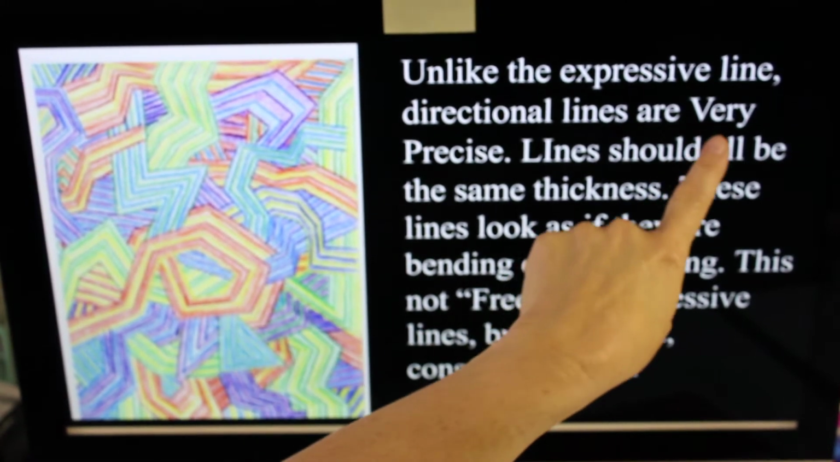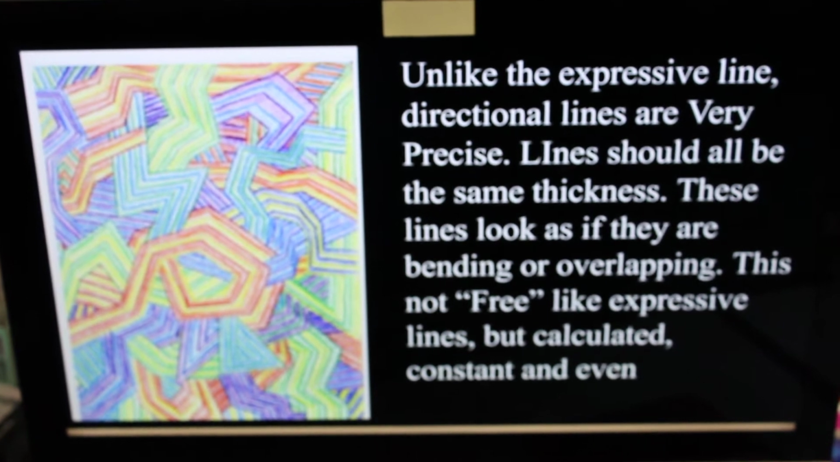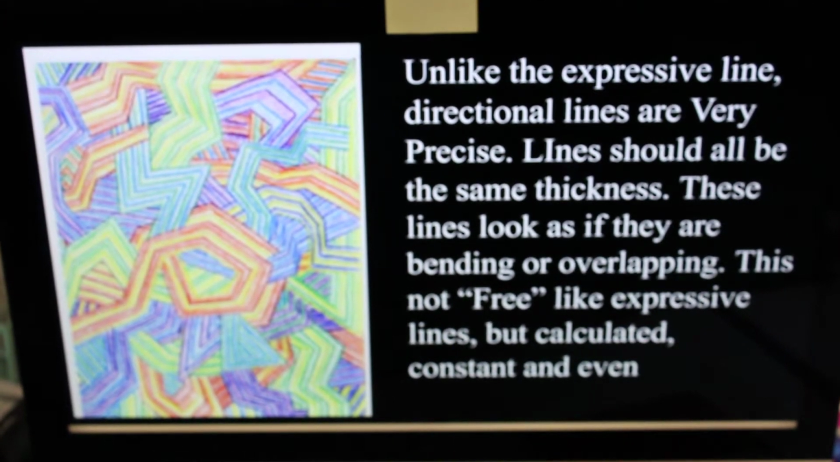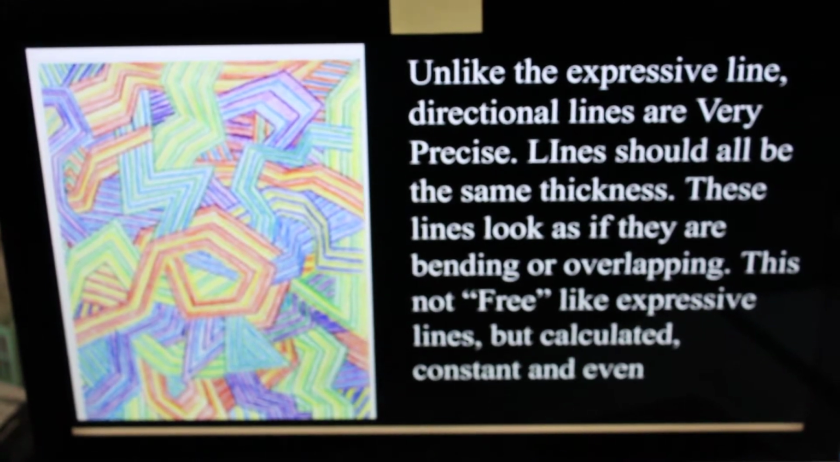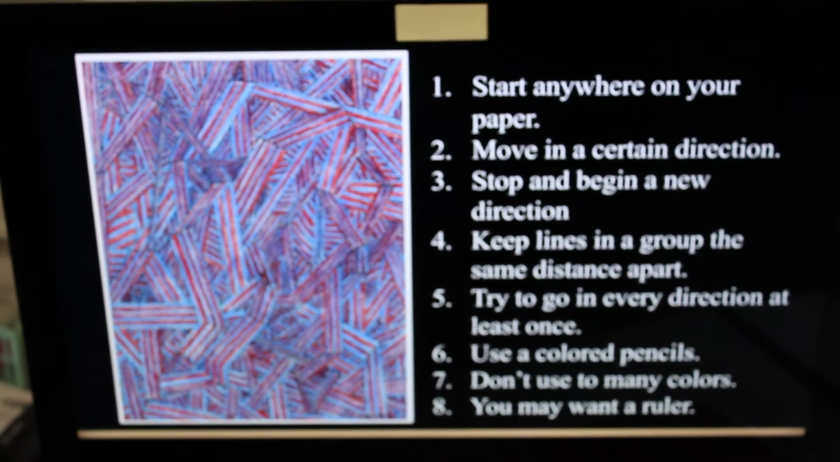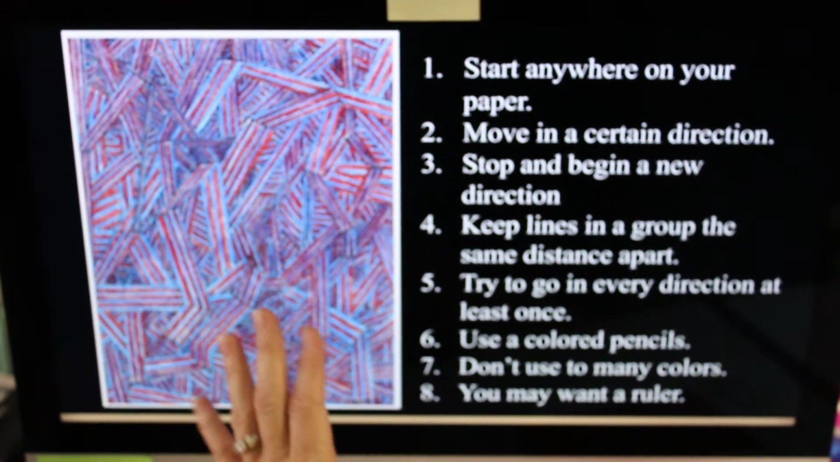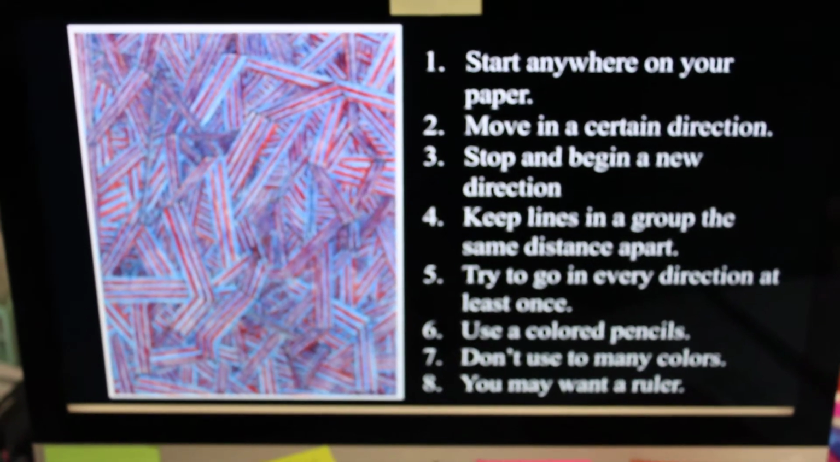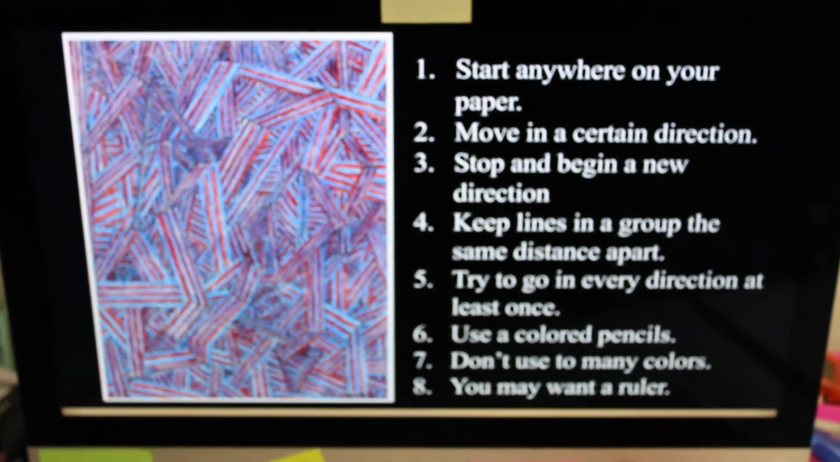As you'll notice, it says they are very precise. These are lines that should be all the same thickness, and they look like they are bending or they are overlapping. They're very calculated, constant, and even. You'll have this directional page with the directions in there where you can start anywhere on your paper that you want. You're going to move in a certain direction, you're going to stop and begin a new direction. And you're going to keep lines in a group.